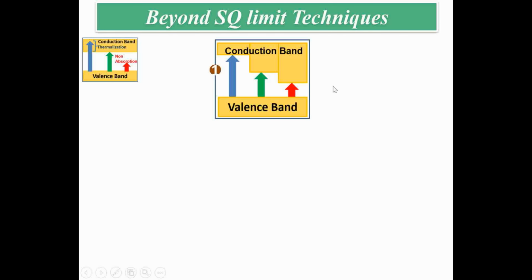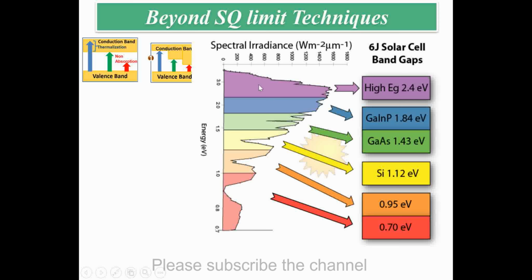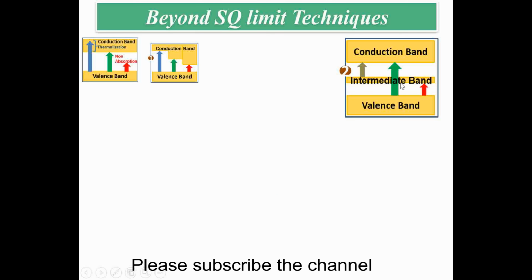One technique to lower down thermalization and non-absorption loss is multi-junction. If you use a multi-level system instead of a two-level system, or multi-junction system, you can have efficient absorption of higher energy photons and lower energy photons both at the same time. So this is effectively lowering down the non-absorption loss and thermalization loss in one go. You can see an example here. The spectrum is divided into different energy levels, and then a suitably matched semiconductor is utilized for absorbing these different levels. So this is multi-junction solar cells.